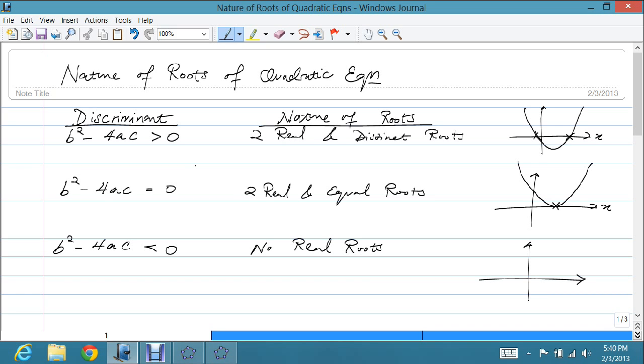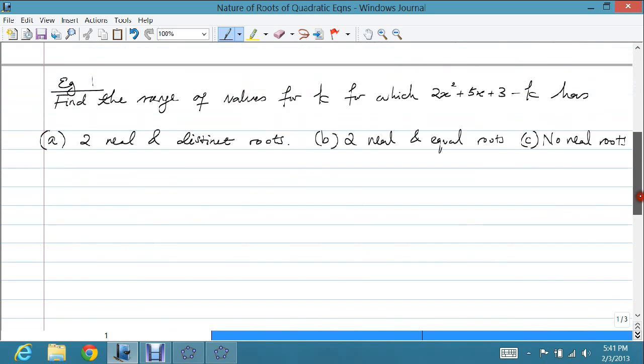In the last case, when b squared minus 4ac is less than 0, I have no roots, or in other words, the curve doesn't even touch the x-axis. If it does not touch it, then obviously there are no roots. Now let's look at an example.